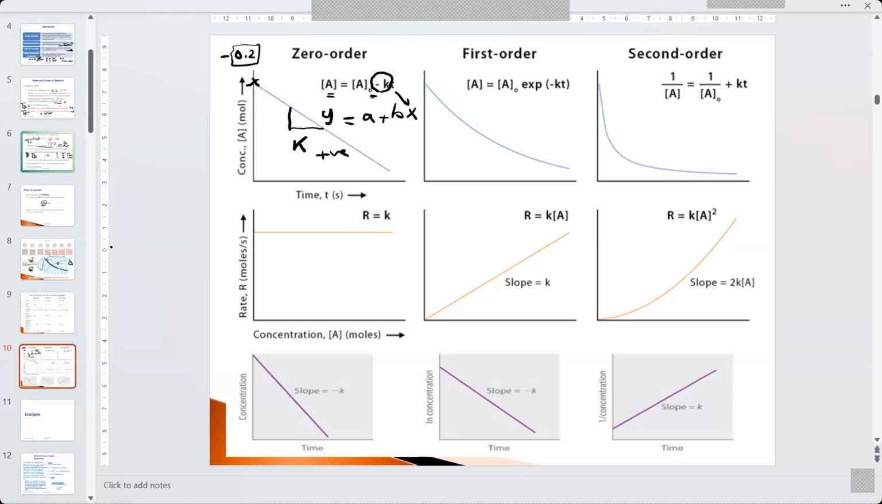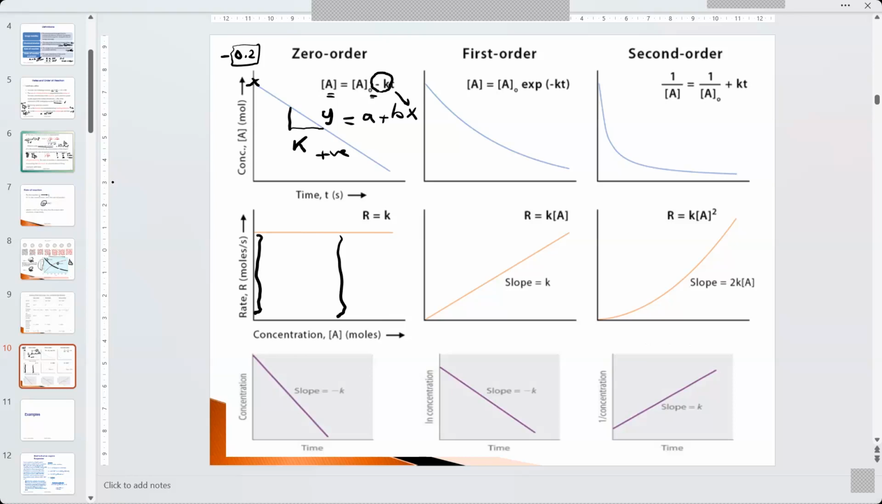Okay? So when you plot the rate of reaction, not the concentration, the rate of reaction versus time, the rate of reaction is fixed. It doesn't change with time. It has the same value, doesn't change. So in this case, in zero order, rate of reaction is equal to K. It's a constant amount.